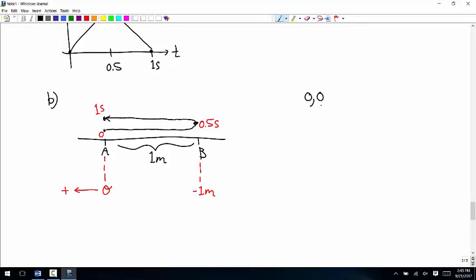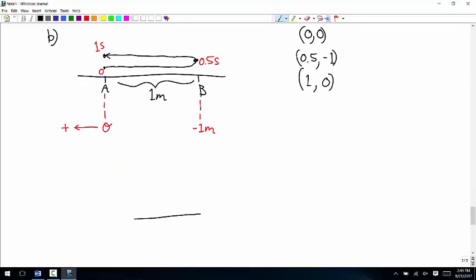0, 0, 0.5, -1, and then 1, 0. And so now this is the 0 position, and this is the -1 position. This is 0.5 and 1 for time. And we have that, that, and that.